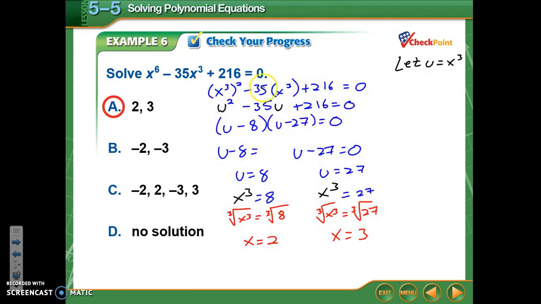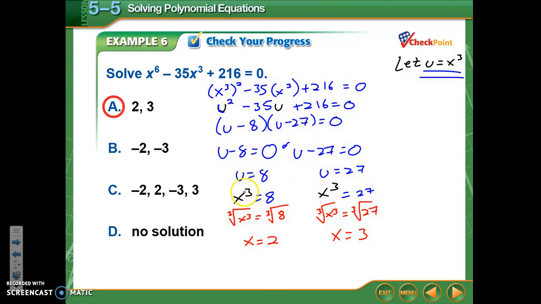So here's the work for this problem. Notice that I wrote it in quadratic form first, so I have x cubed squared minus 35 times x cubed. And then I did the substitution of letting u be x cubed. So this will make it a little easier to solve as a quadratic. So u squared minus 35u plus 216. Then in this case, again, I could factor. So I have u minus 8 equals 0, or u minus 27 equals 0. So I get u equals 8, or u equals 27. But remember that u is x cubed.